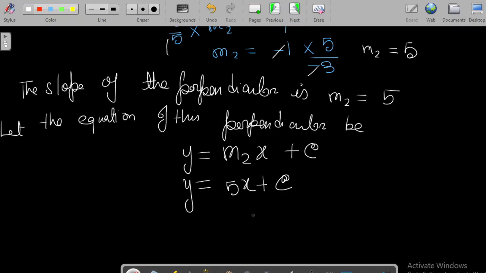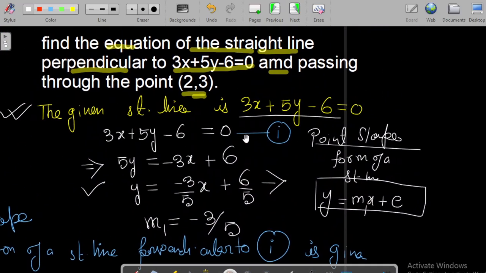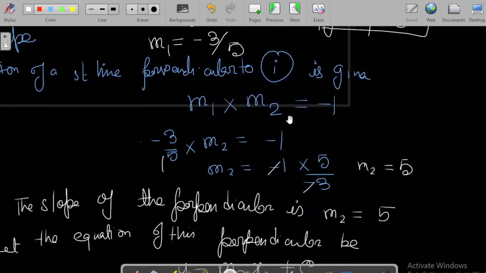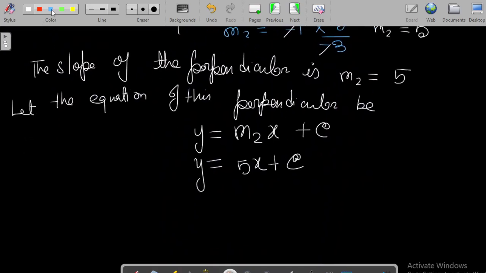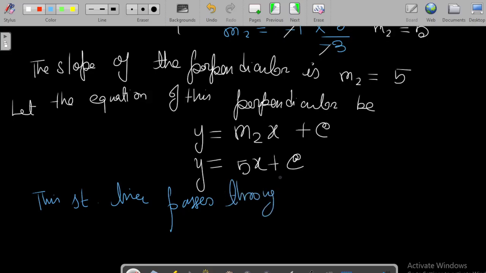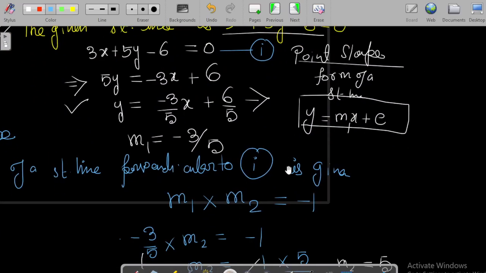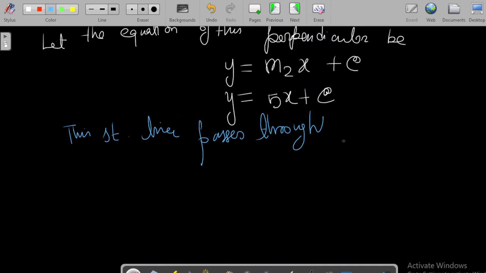Now, like I said from the previous questions, we have to find c, and in order to find that, we need to know a point through which the straight line passes. Here it is 2 comma 3. So we need to find a point. This straight line passes through what was the point? The point was 2 comma 3. It passes through 2 comma 3.